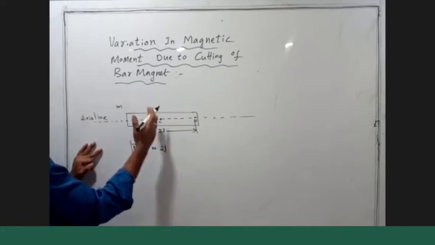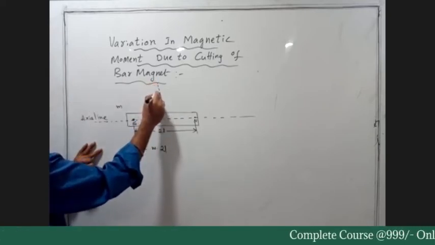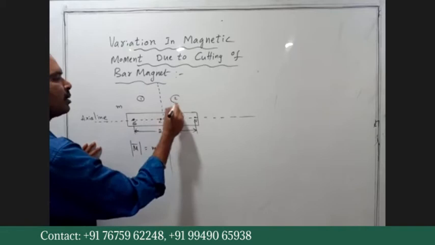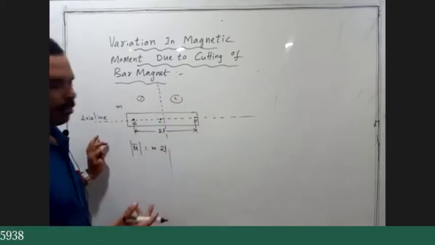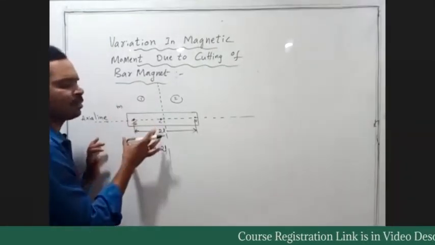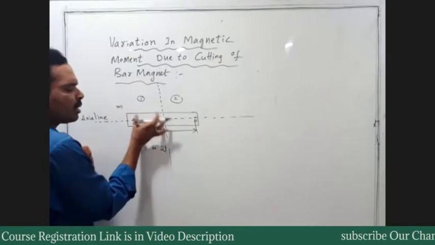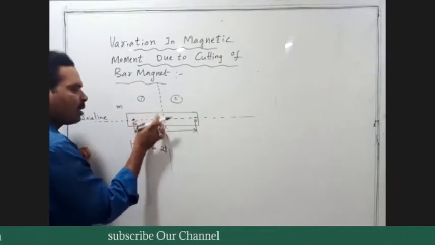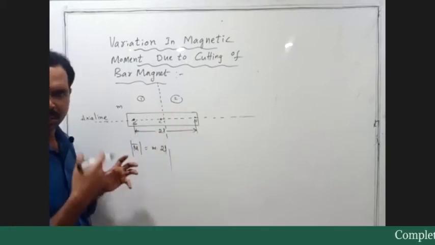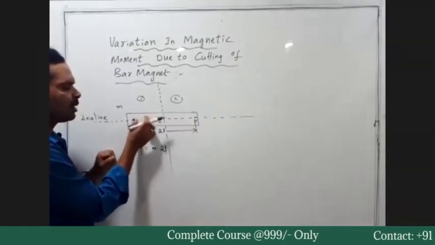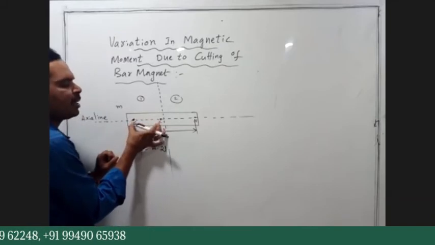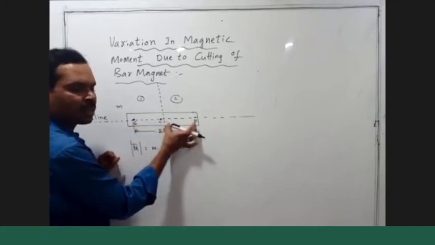So now I am cutting this bar magnet into two parts in the perpendicular direction of the axial line. This is part 1, this is part 2. Based on the molecular theory of magnetism, every part now acts like a magnet again. Why? Because according to the molecular theory, the electrons of the revolving atoms possess magnetic moment. So each part acts like one magnet.